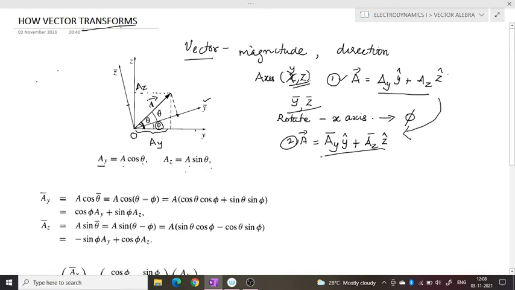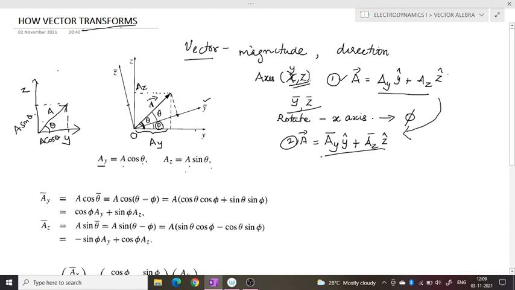I will draw it here. This is our y. This is our z. And here you have the vector A. This is the angle theta with the y-axis. So what is this component? This is A cos theta and this component is A sin theta.